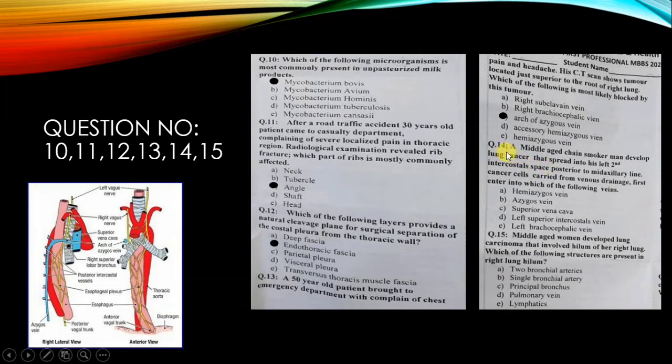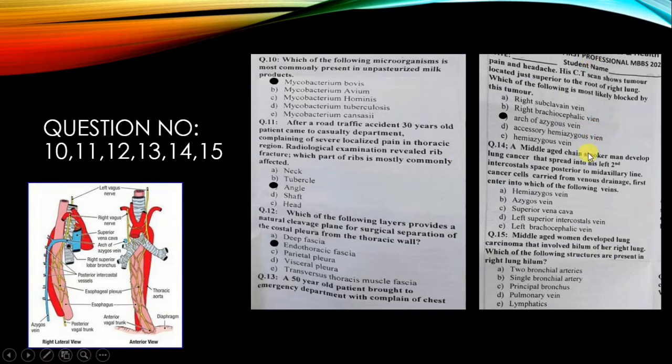Now moving toward question number 14. A middle-aged chain smoker man developed lung cancer that spread into his left second intercostal space posterior to the mid-axillary line. Cancer cells carried from venous drainage first entered into which of the following veins? Hemiazygous vein, azygous vein, superior vena cava, left anterior intercostal vein, or left brachiocephalic vein.